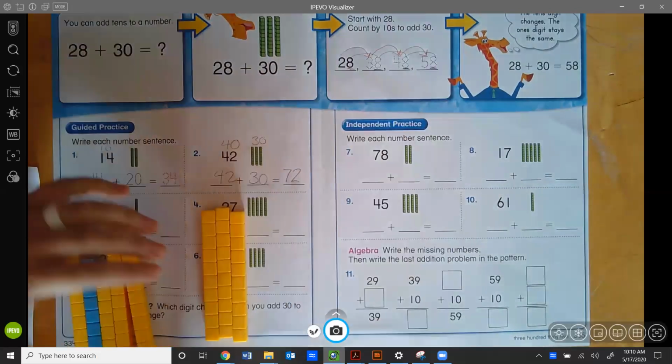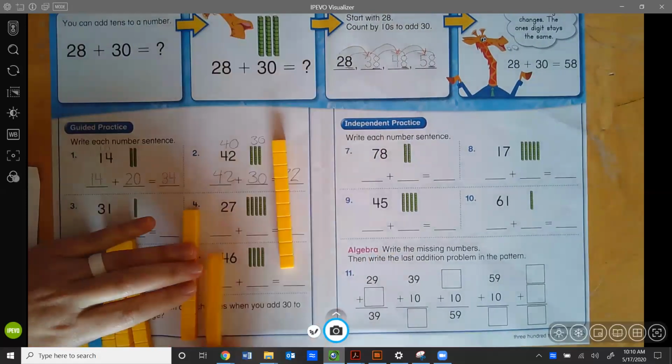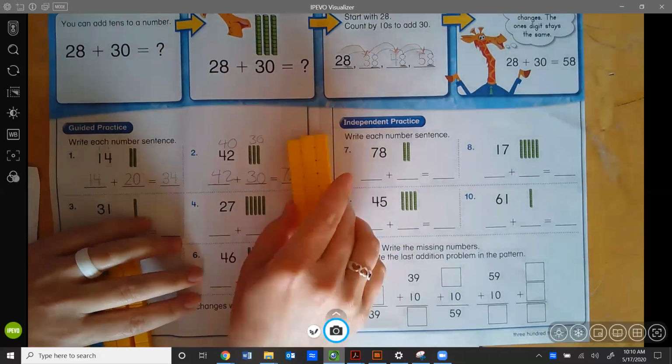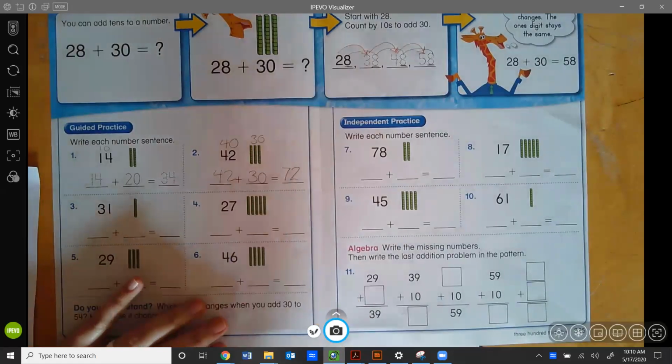Now let's try counting it with that 2 in the ones place. 42, 52, 62, 72. Okay. Let's do one more together. Let's skip number 3. Let's go ahead and do number 4.